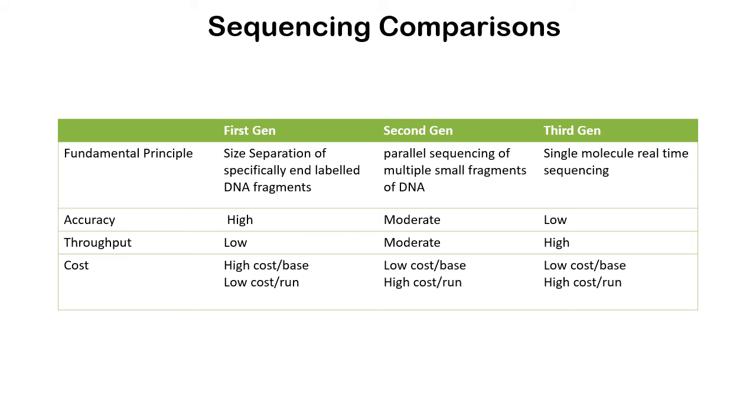Here we have basically just the differences between each of the sequencing platforms. We can see that first generation separates by size, and second generation where we have parallel sequencing of multiple small fragments, and third generation where we have single molecule real-time sequencing. Each has their own different accuracy, throughput, and of course costing.